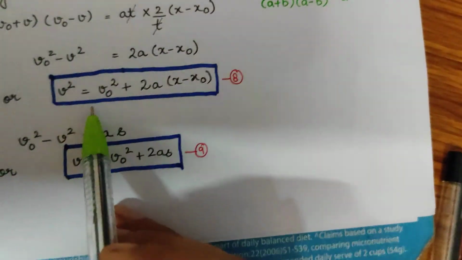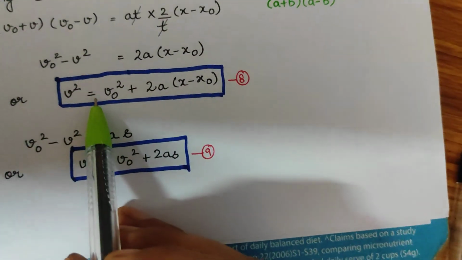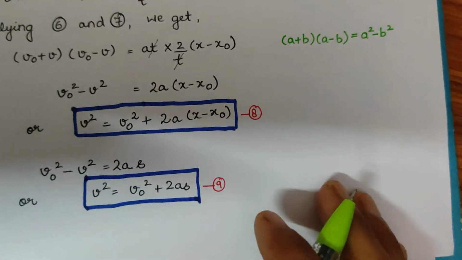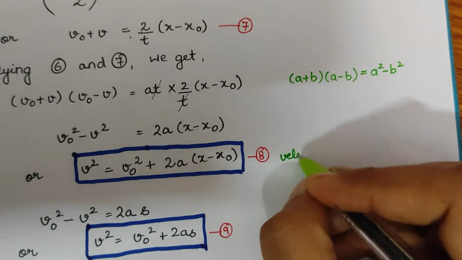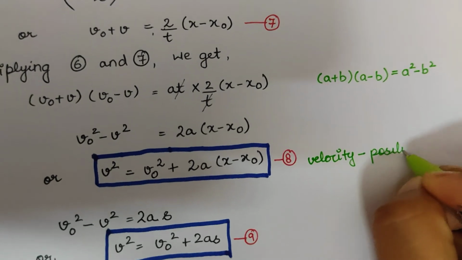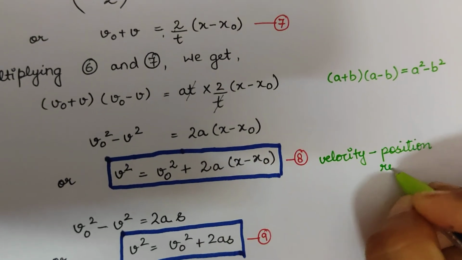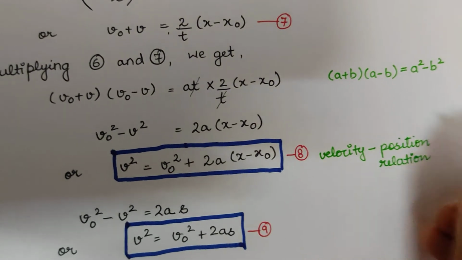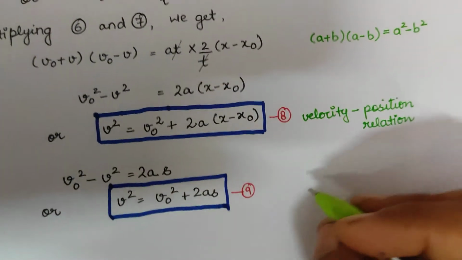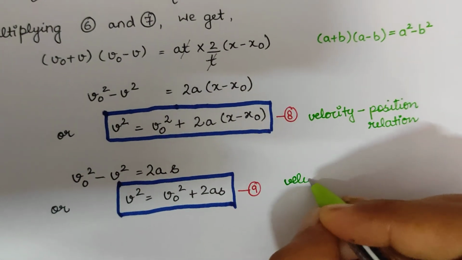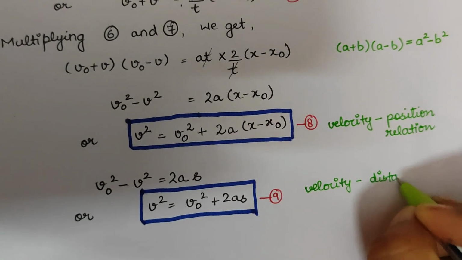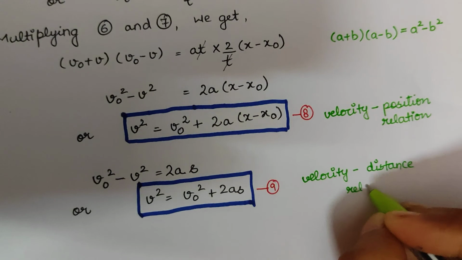Here, this equation, v square is equal to v naught square plus 2a x minus x naught, is known as the velocity position relation. And this equation, v square is equal to v naught square plus 2as, is known as the velocity distance relation.